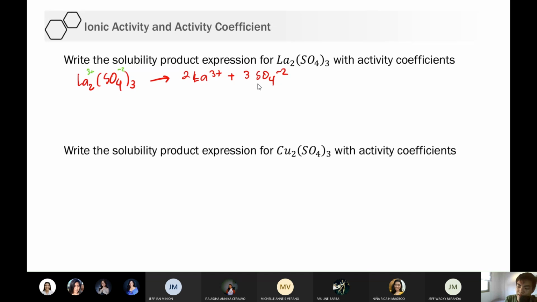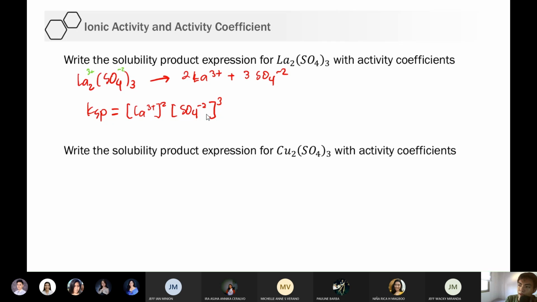So let's write the KSP for this equation, the typical K. If we write the KSP, that is just the concentration of the products divided by the reactants. So that will be the concentration of your products, lanthanum 3+ squared, and then you have sulfate ions cubed. Okay, so this is the K expression. Nothing will be written in the denominator as the reactant is a solid.